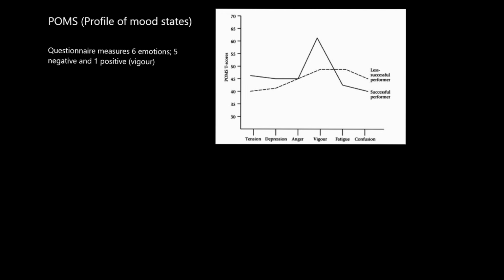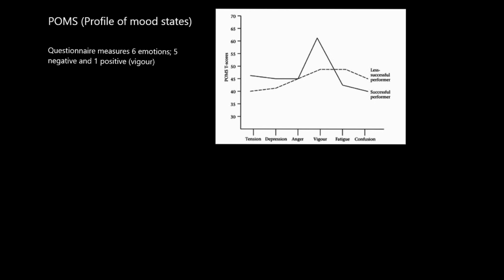5 of the emotions are negative: tension, depression, anger, fatigue, and confusion. And 1 of the emotions is positive: vigour. Vigour, like if you're full of vigour, you're full of energy, you're feeling confident, you're ready to go. Just one of those terms that's been used over the years. And then what you do is you turn your scores into certain numbers, what's called T-scores that come up on the side, and you plot your scores.